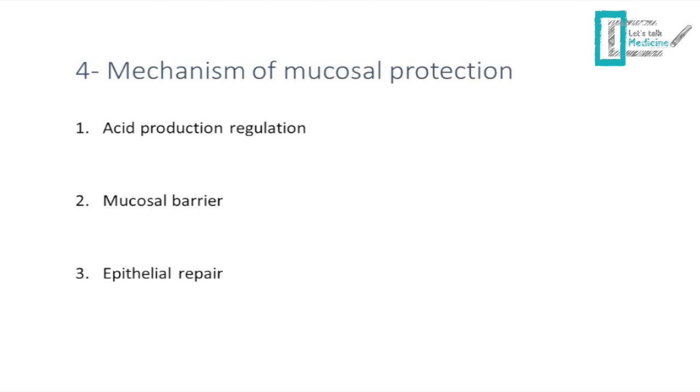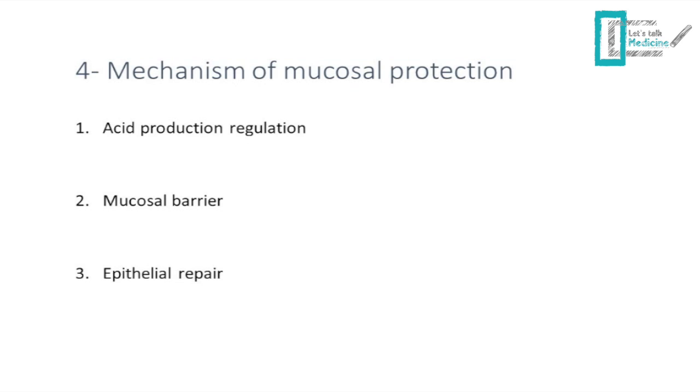Moving on to the fourth objective, mechanisms of mucosal protection. Now the mucosa of both the stomach and the intestine have to be protected against what's going on in the lumen. We have hydrochloric acid, and we have digestive enzymes that might damage our cells. That's why we have mucosal protection.